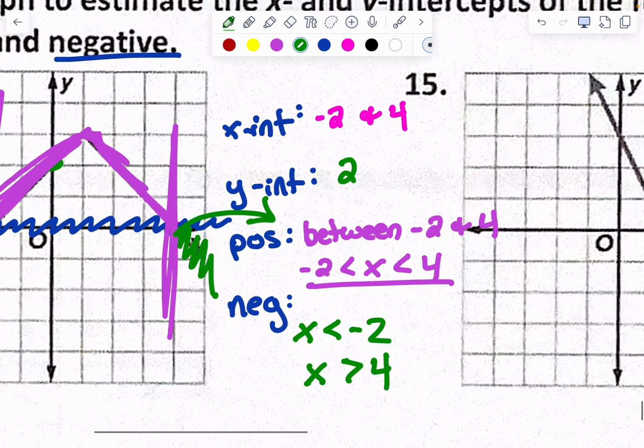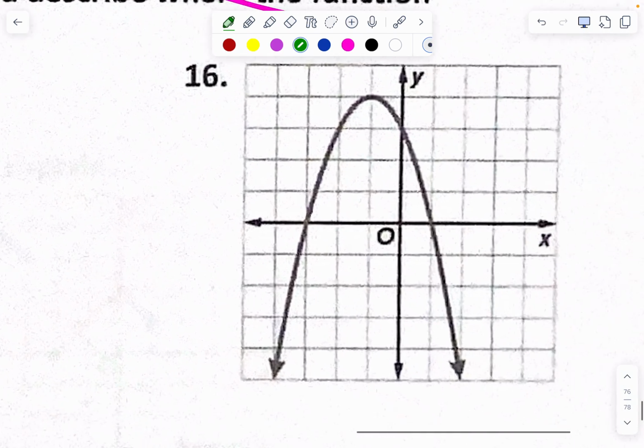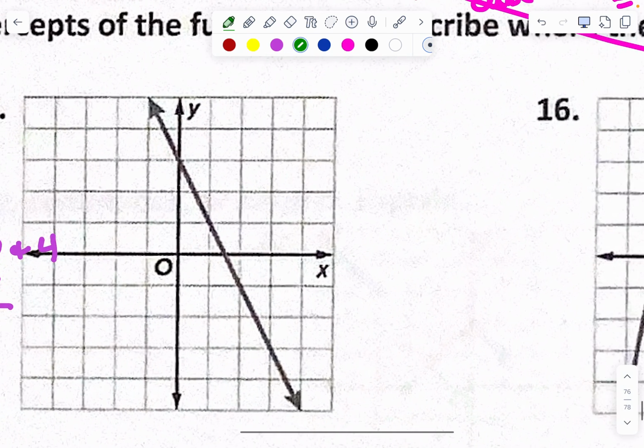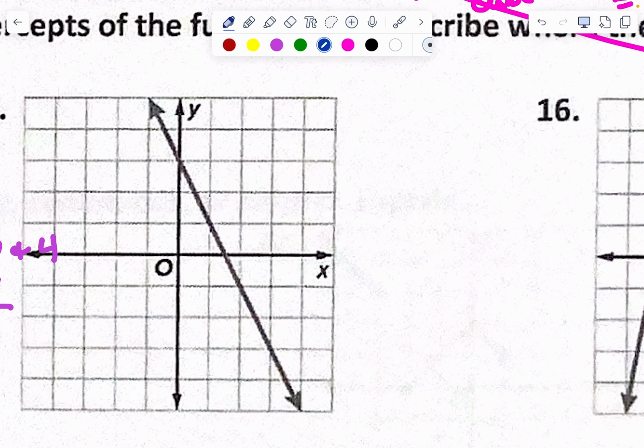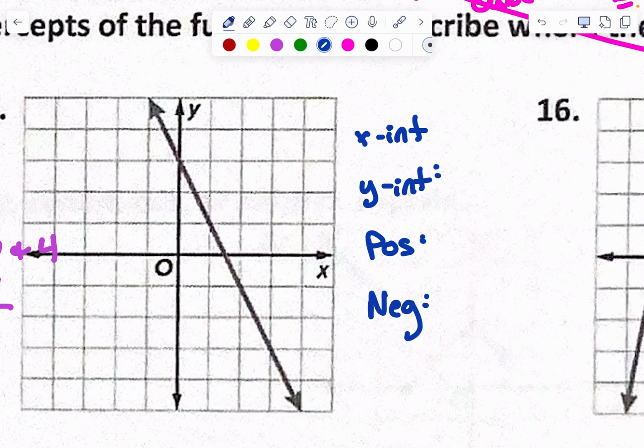Okay. 15, do you want to try 15 on your own? Okay, let's try it on your own. I will fill it out also. You try, do as much as you can. Ooh, they made this one hard.